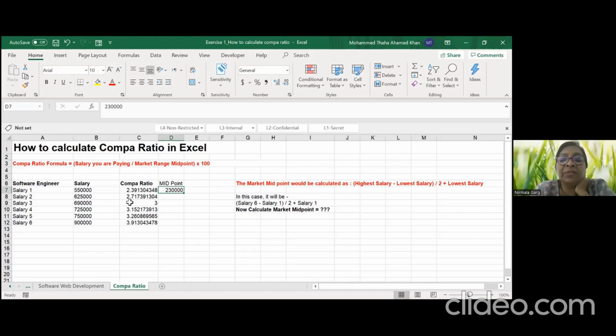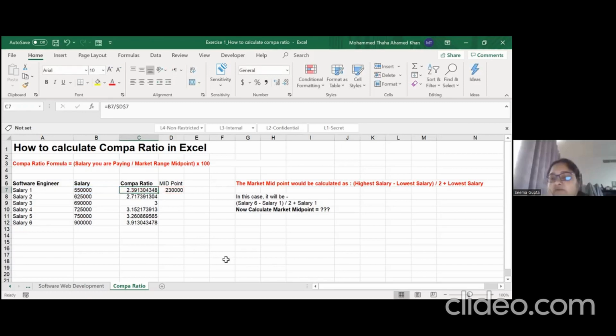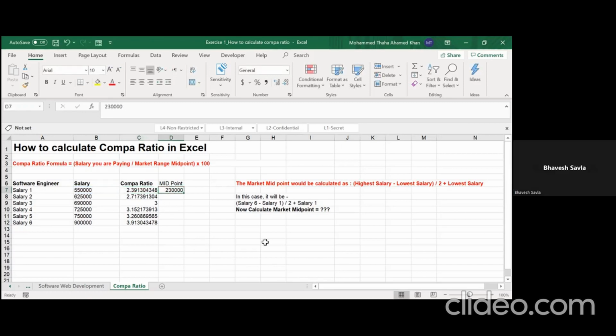Can you do this calculation now here in front of me? I just want to know how we reach 2,30,000 as a midpoint. What I want to see is the midpoint is coming as 725,000. No, no. Can you do the same here?